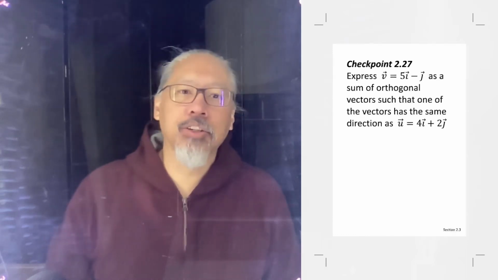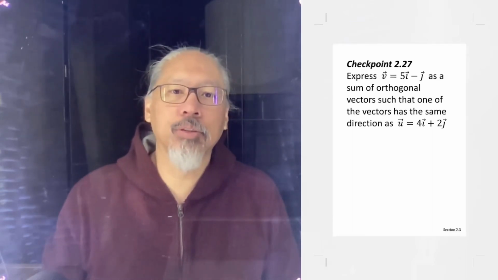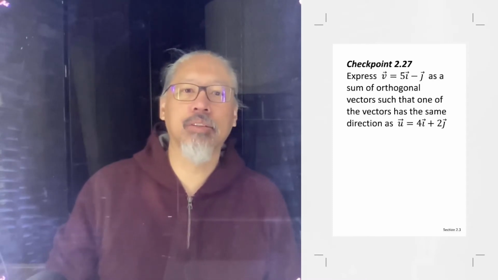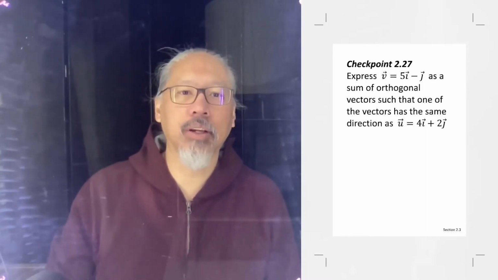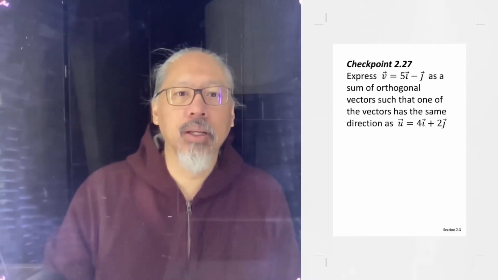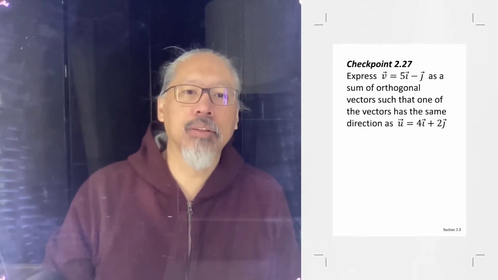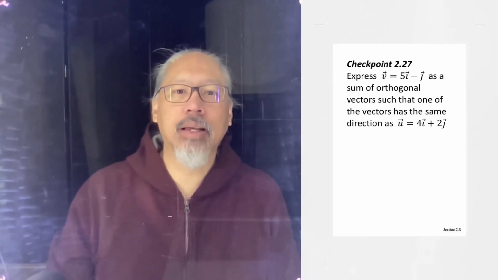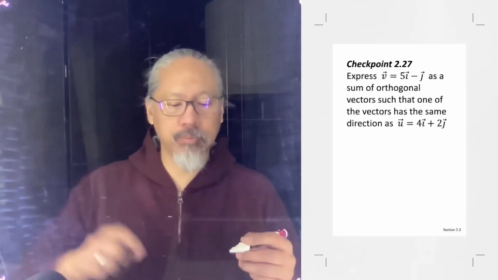Hello, we are in section 2 or checkpoint 2.27. They want us to express the vector v, which is 5 comma negative 1 in component form, as the sum of orthogonal vectors such that one of the vectors has the same direction as u.